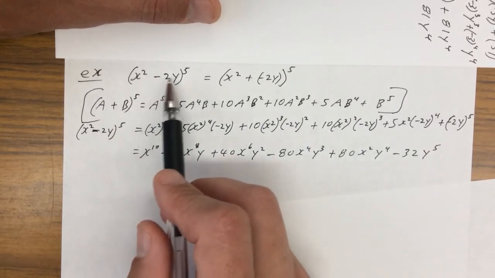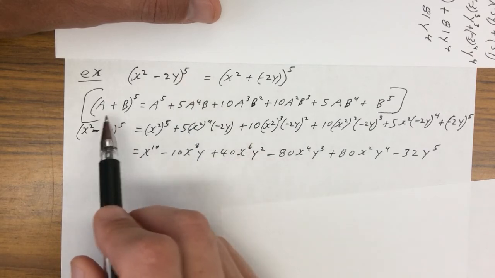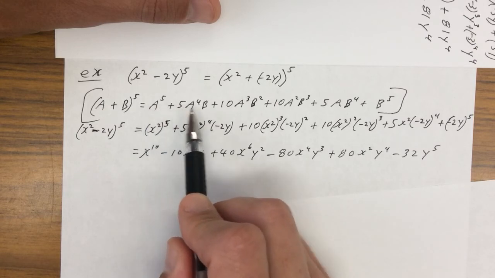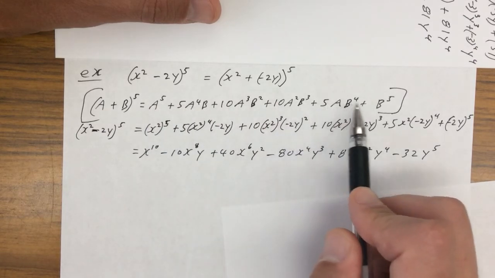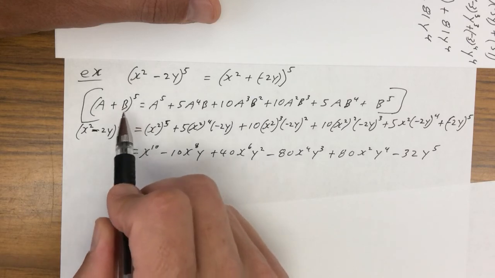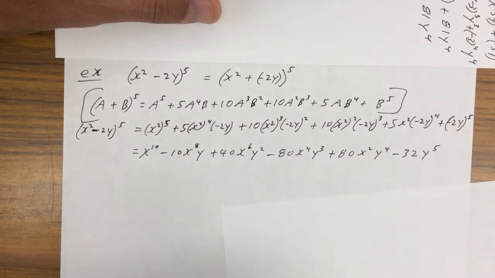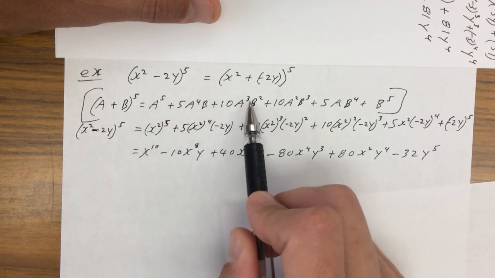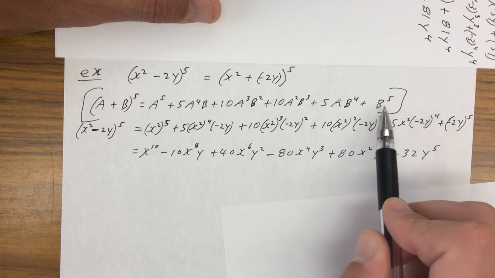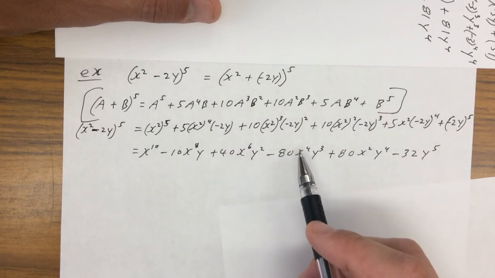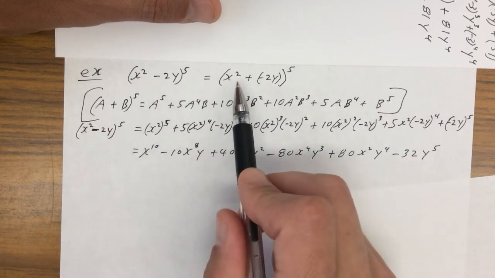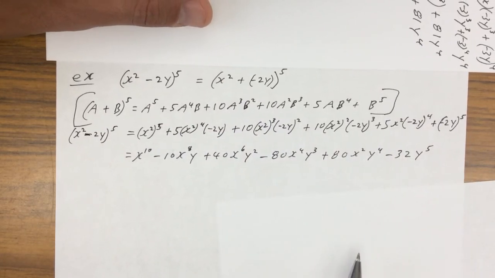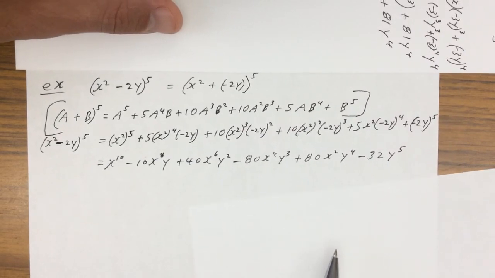So the expansion of this one is to the 5th. So a plus b to the 5, using Pascal's triangle to get the coefficients, 1, 5, 10, 10, 5, 1. It's going to be the 6th row of the Pascal's triangle. And the a starts at a to the 5, a to the 4, a to the 3, a to the 2, a to the 1, and b goes down in the other direction. And now you just have to substitute in x squared for a and negative 2y for b. And this is what it should work out to. So you can give that a shot.